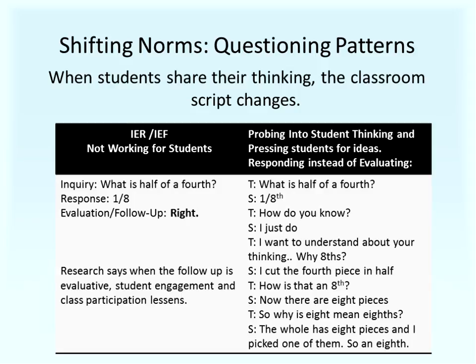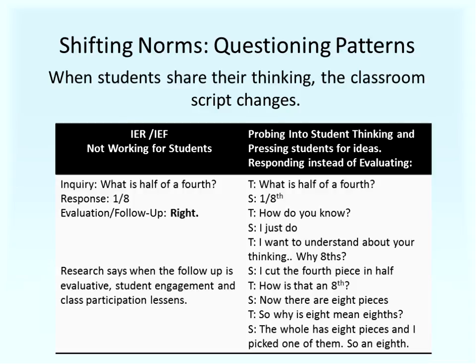So, okay, another issue with shifting your classroom so that there's space for the practices to emerge, for students to know that their voice is valued and that they can begin to have a dialogue with each other and with you about their thinking, is to be intentionally aware about changing the mathematical script. In general, again, this is in American math classrooms.